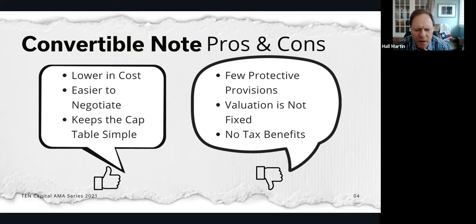So they're pretty simple. The thing to watch out for is that you don't usually have a lot of protective provisions in a convertible note. There's usually no board seats and there's no other factors that protect you in that. And valuation is not fixed. That valuation can go up or down. The valuation cap that is included can be a protection for you, but it's not fully set at that time. And finally, there are no tax benefits. There are tax benefits for qualified small businesses like the 1202, but they only apply to equity investments, not convertible note investments. So you give that up.